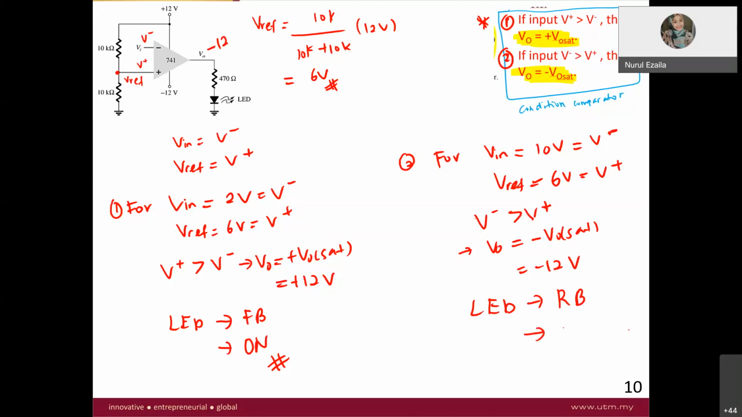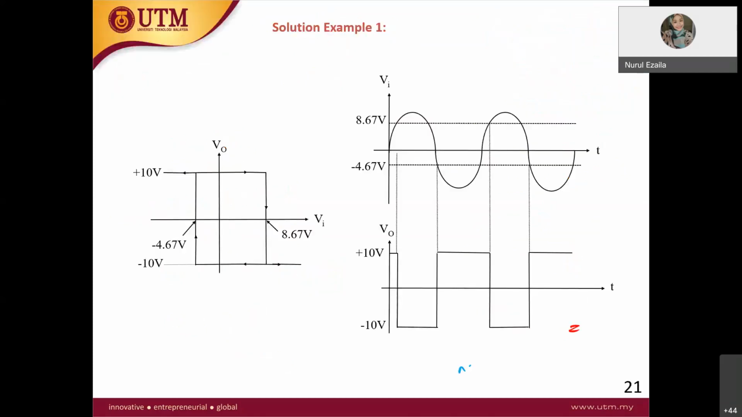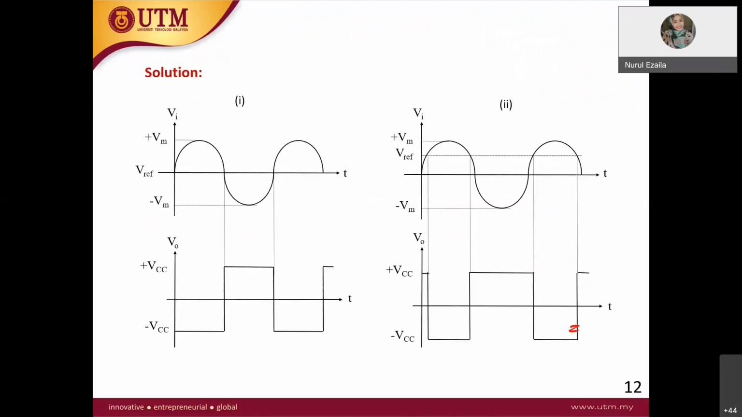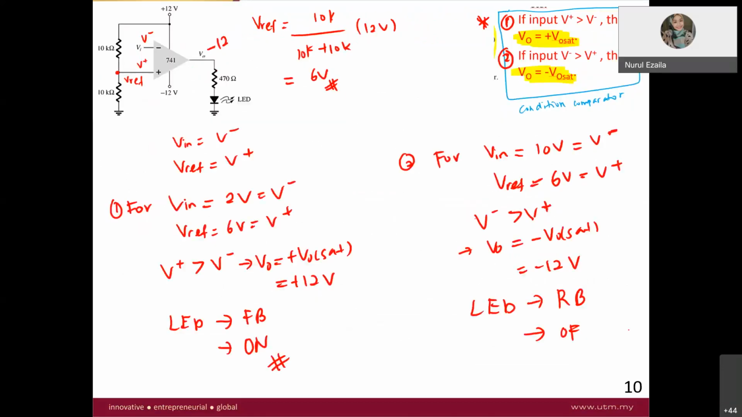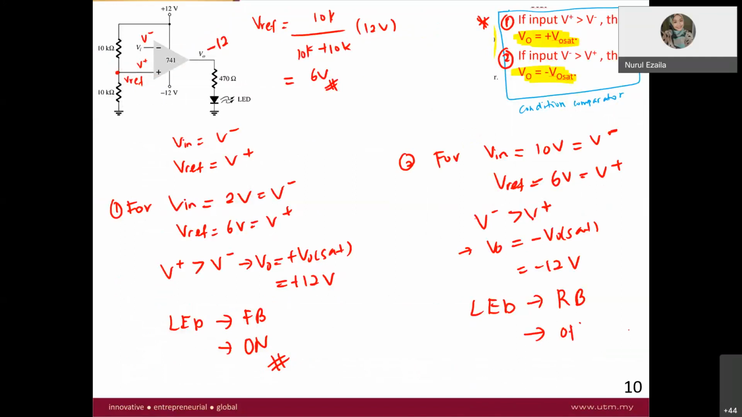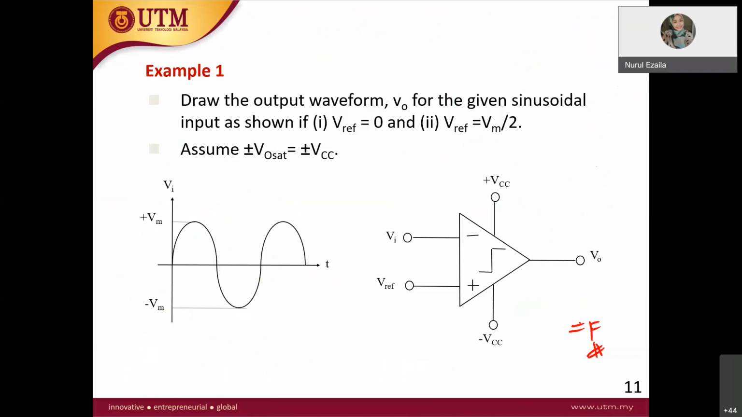So the LED will be off. Okay, so that's it for this one. So this is example 1.